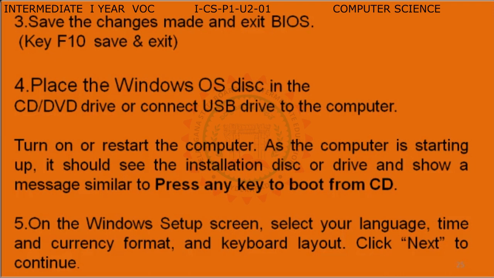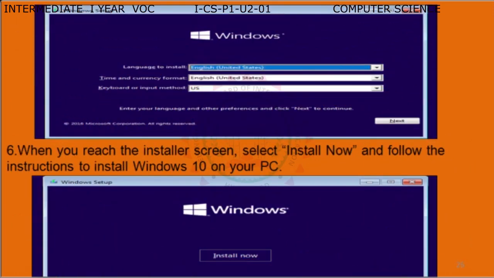Then on the Windows setup screen, select your language, time and currency format and keyboard layout. Click the next button to continue. After selecting language, time and currency format, keyboard layout, click on the next button. When you reach the installer screen, select Install Now and follow the instructions to install Windows 10 on your PC.